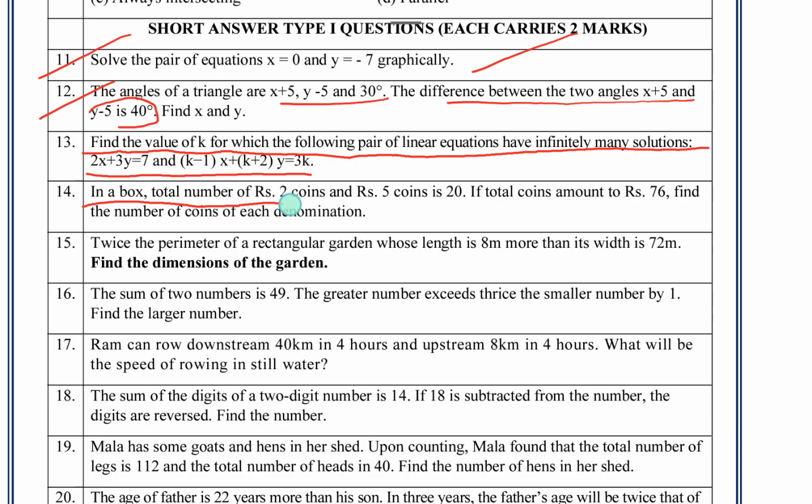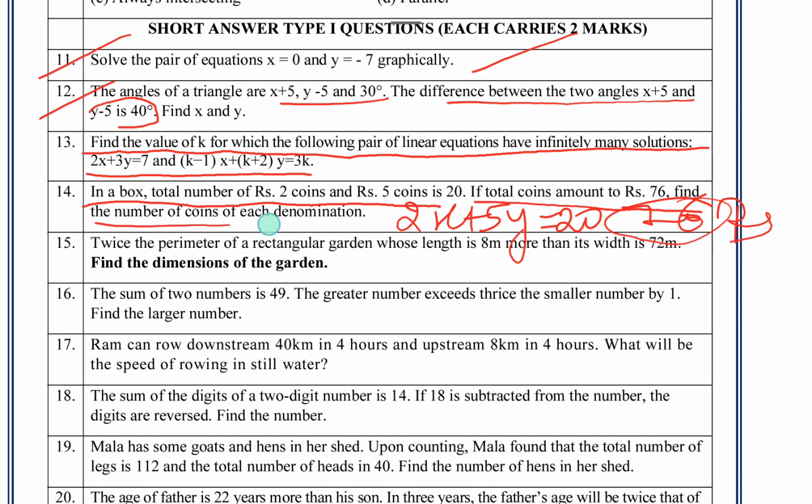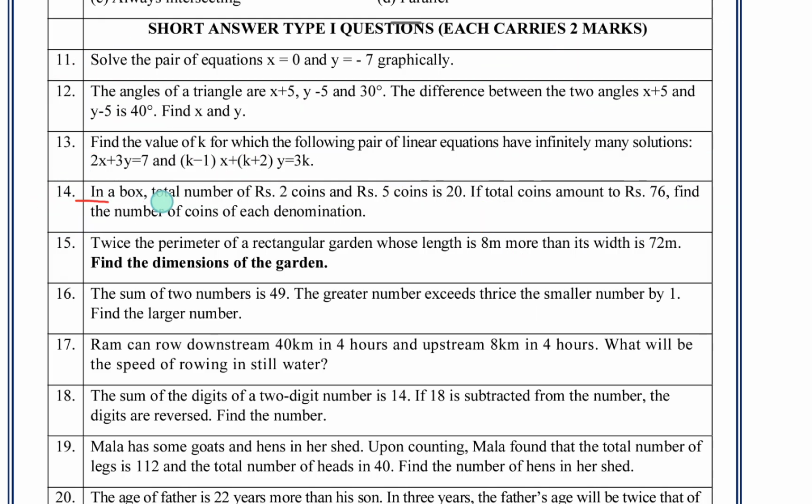In a box, the total number of 2 rupee coins and 5 rupee coins is 20. 2x plus 5y equals 20. If the total amount is 76 rupees, find the number of coins in each denomination. You can solve this problem, very important. 14th one, I will clear these things. You can study these things, very important. Then come to the 15th one.